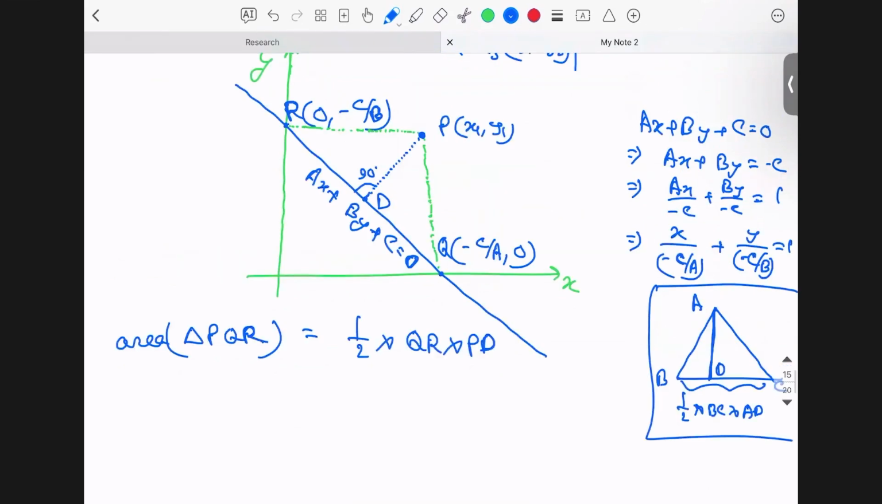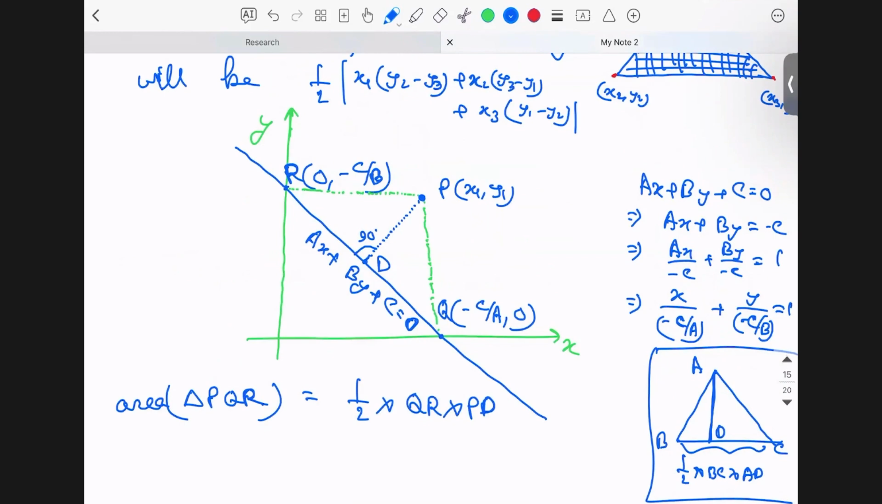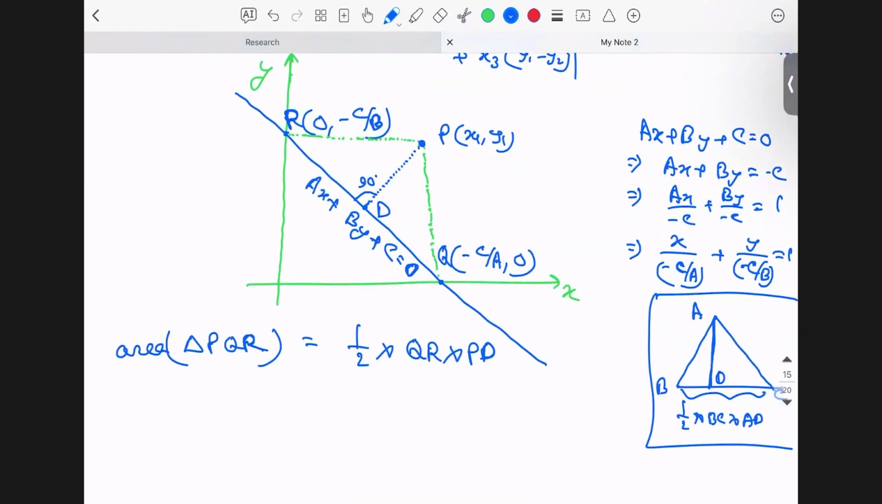Now, here also you can see that PD is the vertical line, perpendicular to the base, and QR is the base of this triangle. So you can write it like this. Now, the area of this triangle has another formulation that we will use. But from here, we can claim that PD equals 2 into area of triangle PQR divided by QR.